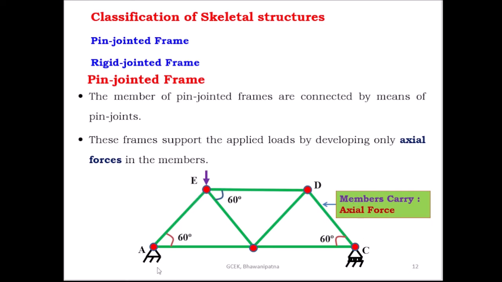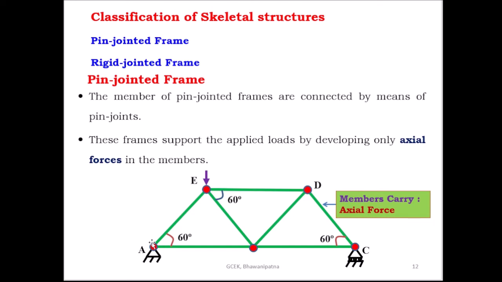This is an example of a pin jointed frame, the truss. This is also called a plane truss. Here these are the members, and this is the joint, and these are the supports. The support at A is a hinge support, and the support at C is a roller support. These are the hinges, and these are the members, which are connected at the ends by means of hinges.